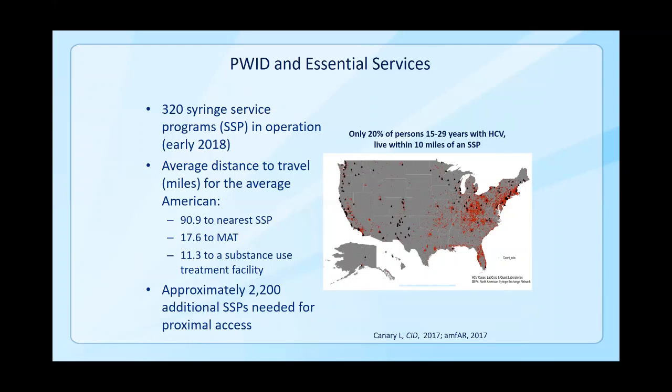The map on the right shows cases of hepatitis C among persons under 30 years old, identified using commercial laboratory data. The red dots are each a case of hepatitis C, the black locations of syringe services programs. This analysis found that only 20% of persons under 30 with hepatitis C live within 10 miles of an SSP. Over 2,000 additional syringe services programs are needed for proximal access.